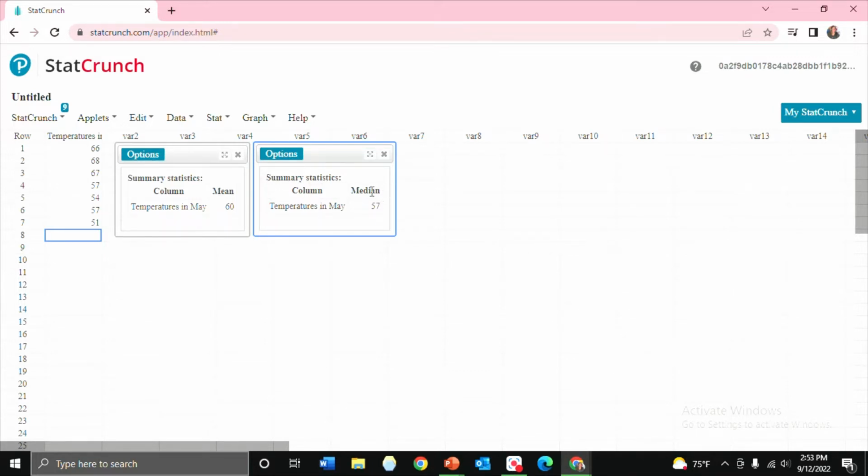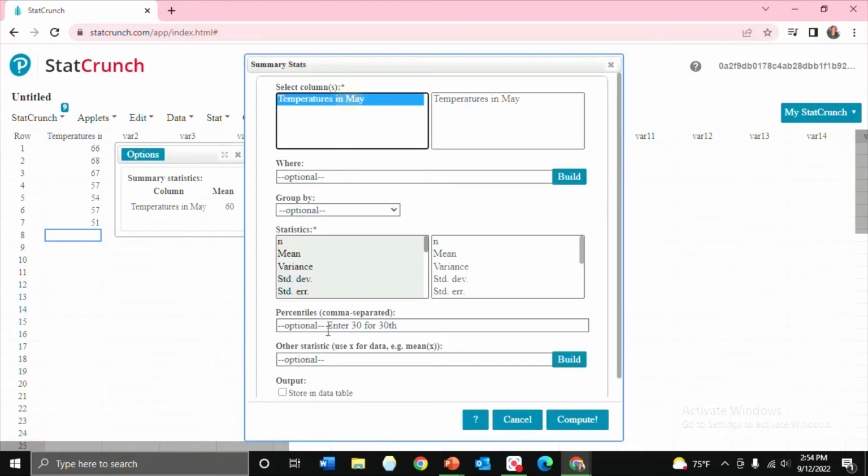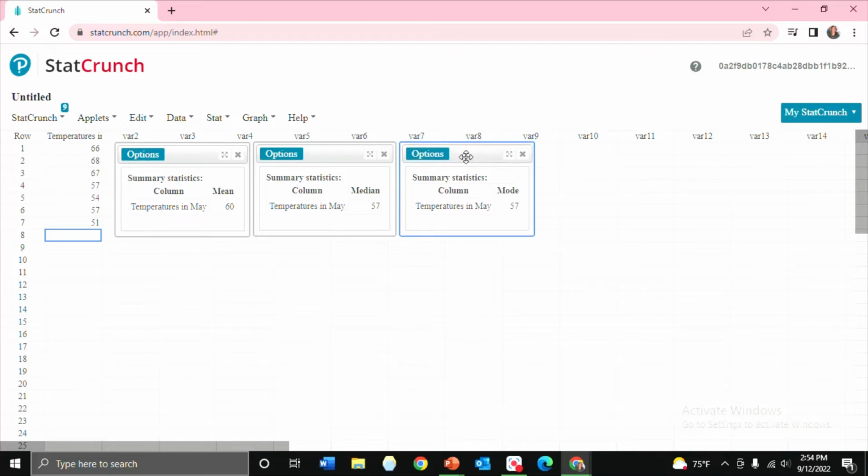Well, what about the mode? All you have to do is take a look at this data, guys. There's only 7 data points, and you can see that there's one temperature that occurs more than once. Again, mode means which data point occurs with the highest frequency. There's only one data point that appears more than once, so we would expect that to be our mode. Take a second, see if you can figure out what it is. Now I'm going to go to Stat, Summary Stats, Columns, always click my variable, and then mode is down here at the bottom. And the mode of our data here is 57 degrees.